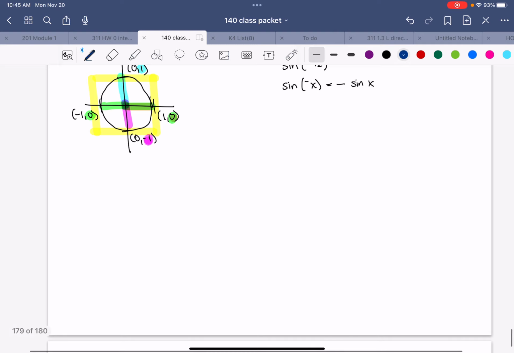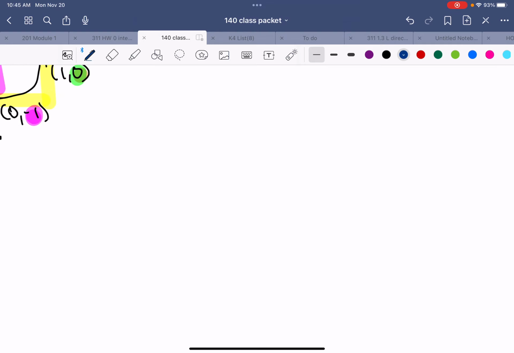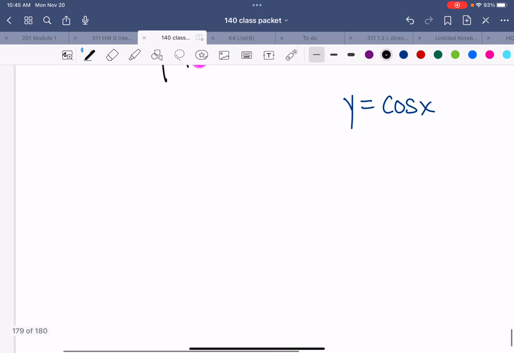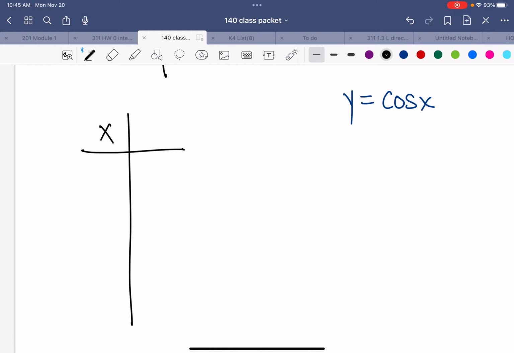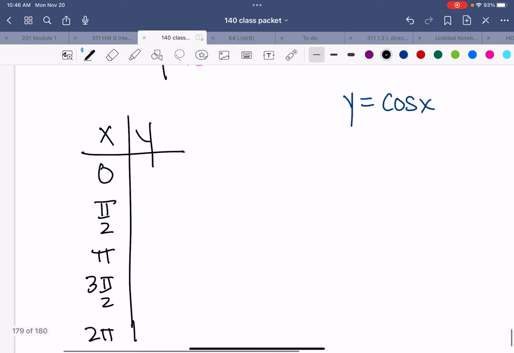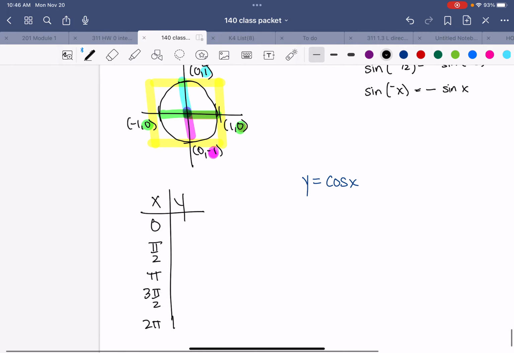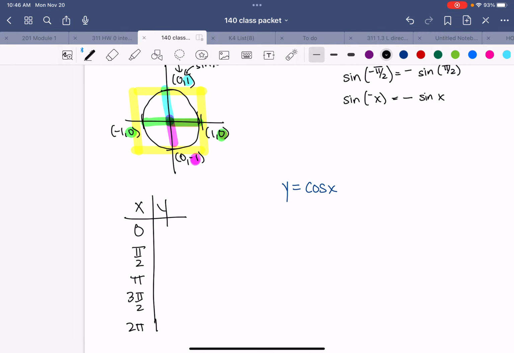So for the cosine of x, we want our table of values: 0, pi over 2, pi, 3 pi over 2, and 2 pi. So for cosine, we want the opposite. For sine, we wanted the second coordinate. Now I want the first coordinate. So I'm going to start at 0 degrees, so over here, and I want the first coordinate. So I'm going to start at 1 this time.